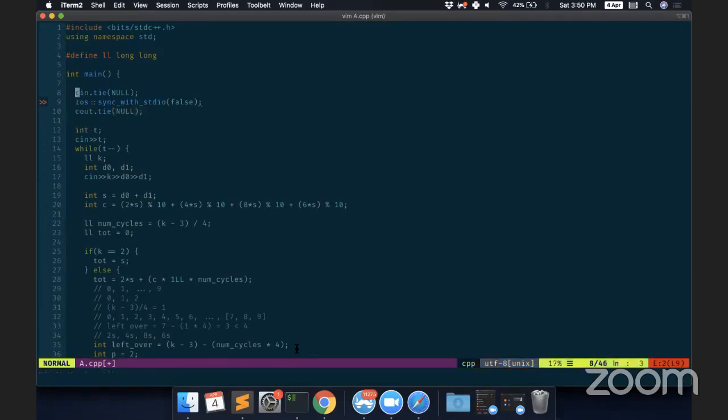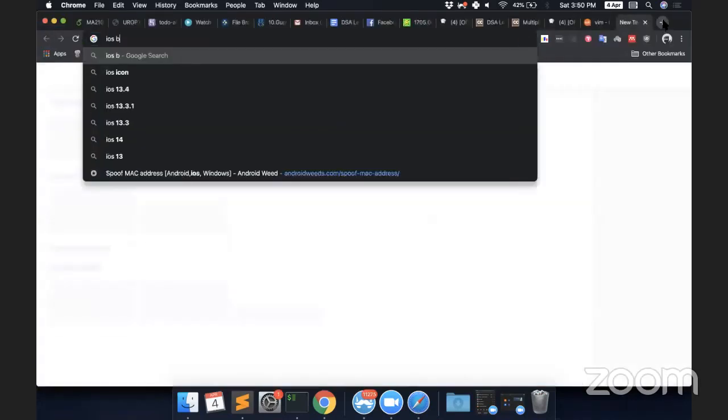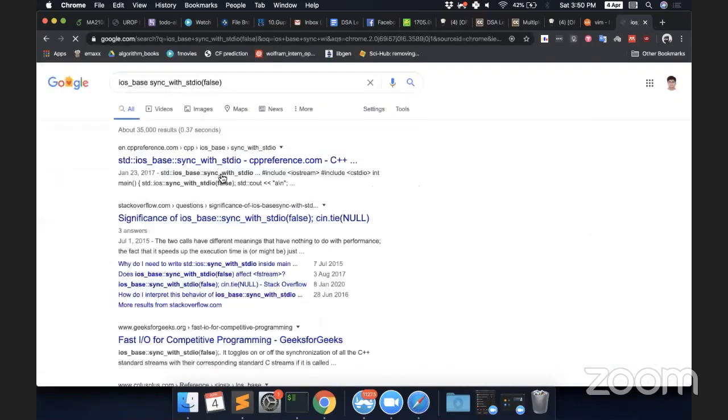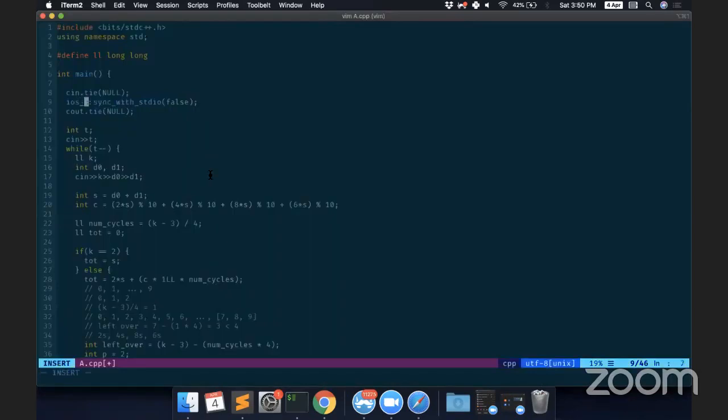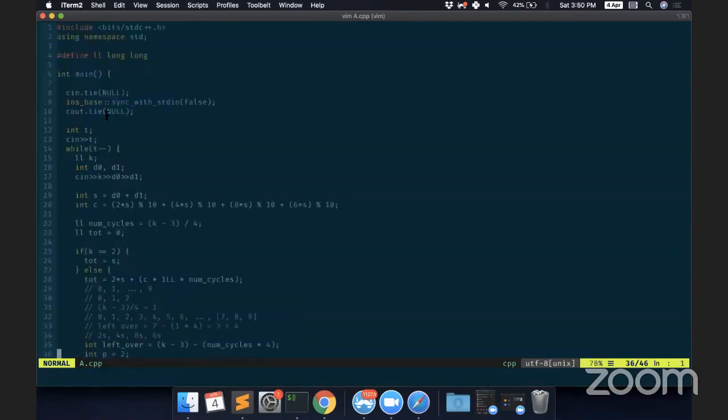I think if you add these three lines, it's pretty much the same as scanf printf. I have never seen this thing TLEing where scanf printf was passing. But obviously \n is much faster than endl, so definitely use \n.